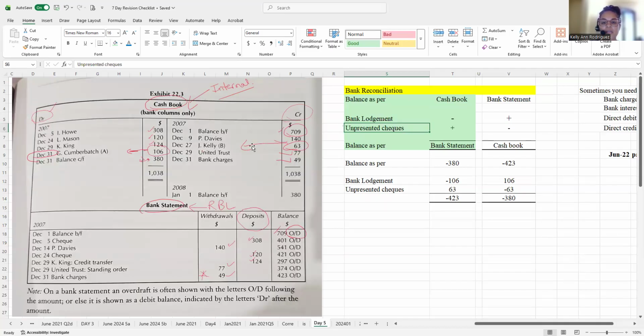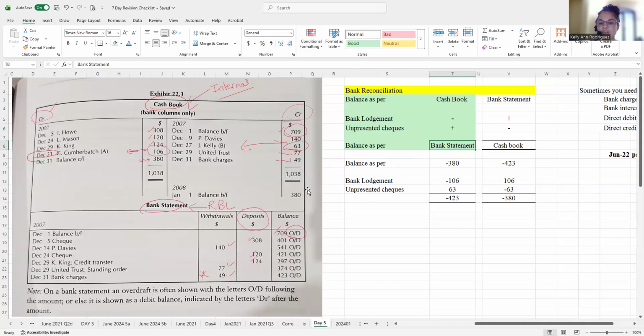J. Kelly. J. Kelly received a check on December 27 for $63, and for some reason J. Kelly decided they're not ready to deposit the check, or for some reason it didn't clear yet. So what you have to do is add it back, because here you would have minus. A credit means you minus it from your cash book. So you now have to add it back into your cash balance to get your bank statement balance.